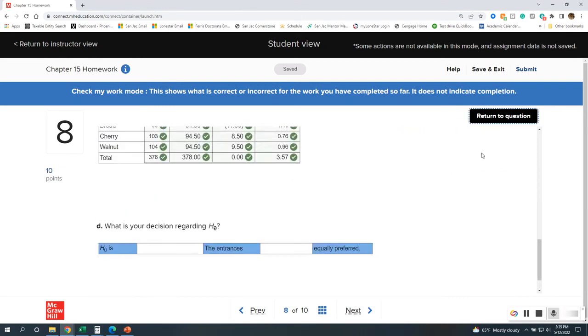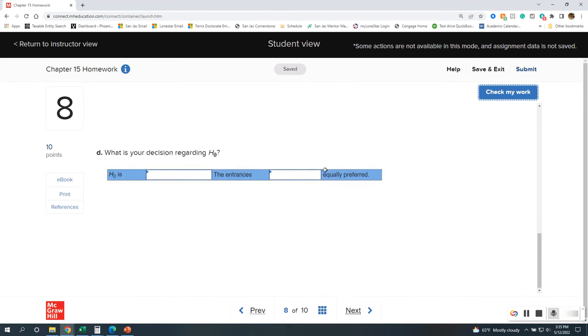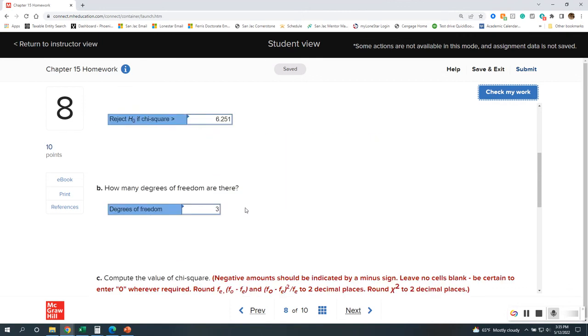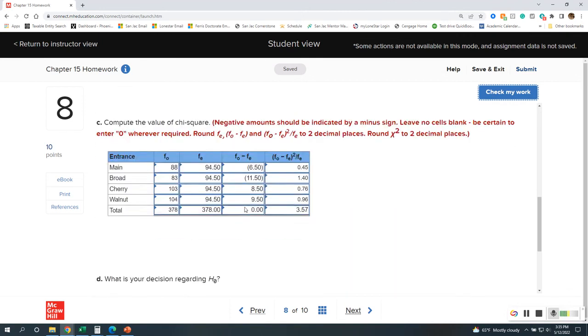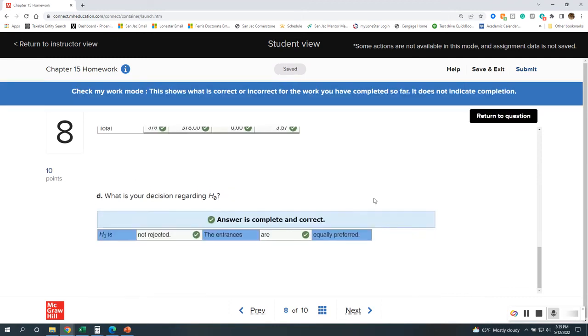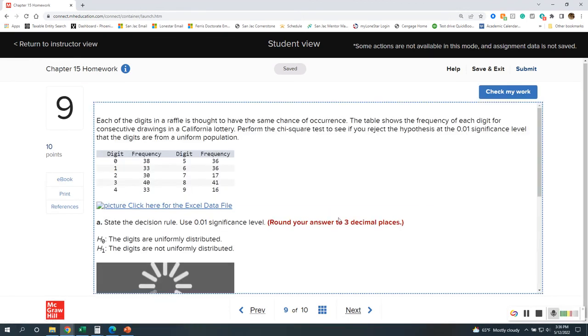They are. And what are we going to do? Are we going to reject or keep? We're actually going to not reject. The null is not rejected. The entrances are equally preferred. Okay. Question 9.